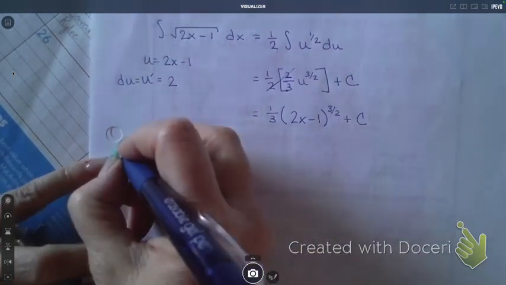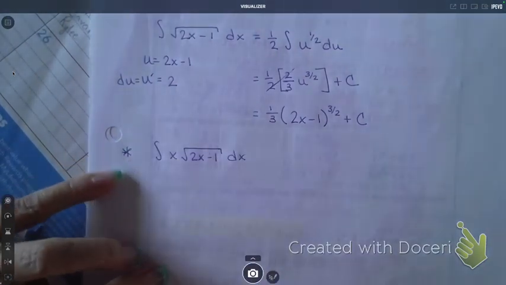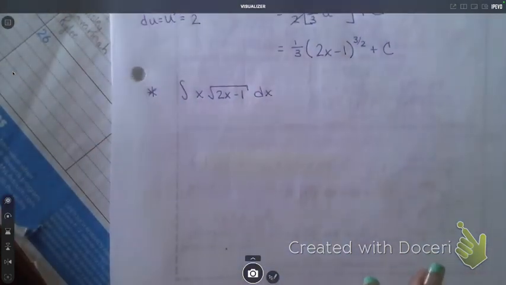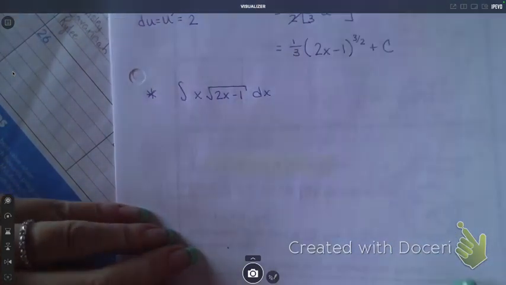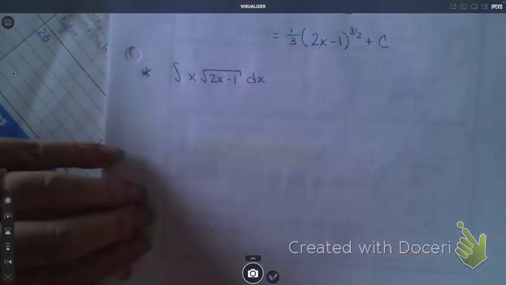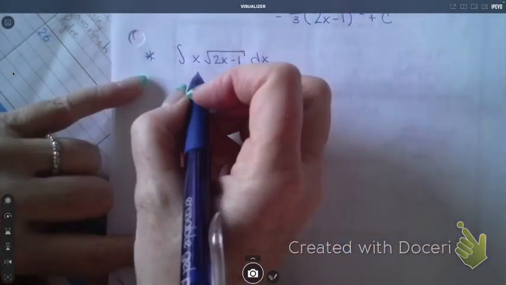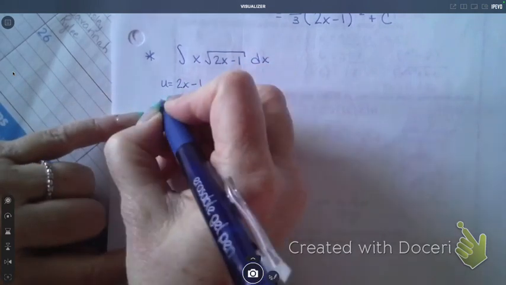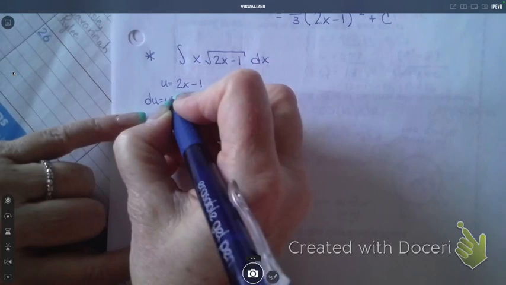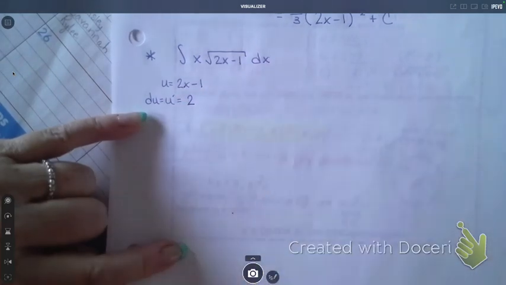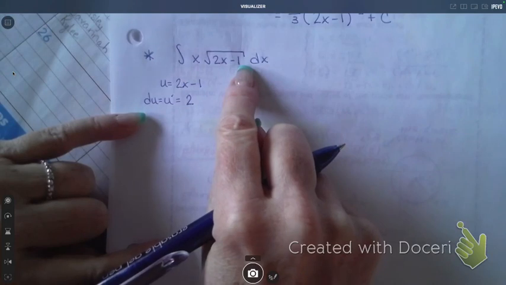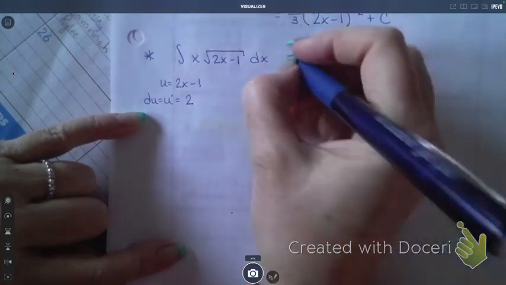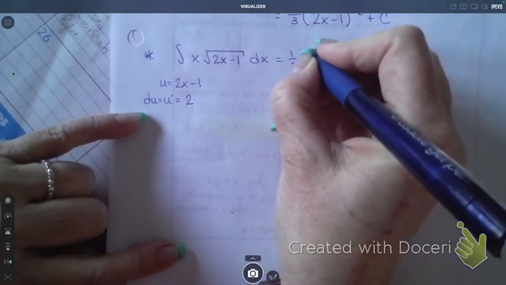Now this is a true change of variables. Okay, so I have the integral of x times the square root of 2x minus 1 dx. Is that similar to what we just did? Yes. But it's going to be different. So what's u? 2x minus 1. And what's du? 2. So we have to account for everything up here, yes? I know where that went, multiplied by a half. So we have 1/2 the integral.